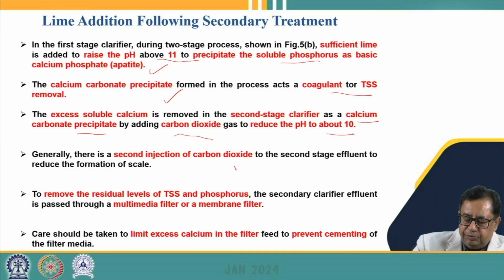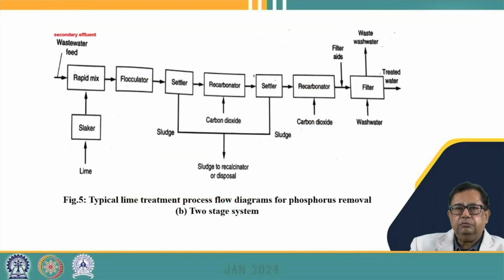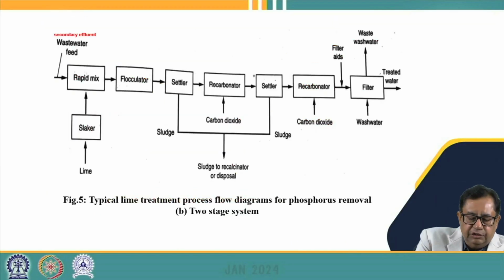And then after the precipitation of the calcium in the second stage, we again go for the recarbonation process so that the pH may be reduced further. After this process, we can remove the residual total suspended solids and phosphorus by using multimedia filters also, but we have to see that there is no excess calcium going to the filters, otherwise it will lead to the cementation of the filter media. So we can see here that this is a two-stage process where we again have a rapid mix, and then it is going to a flocculator.